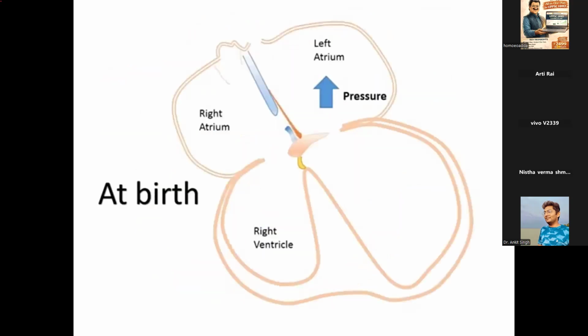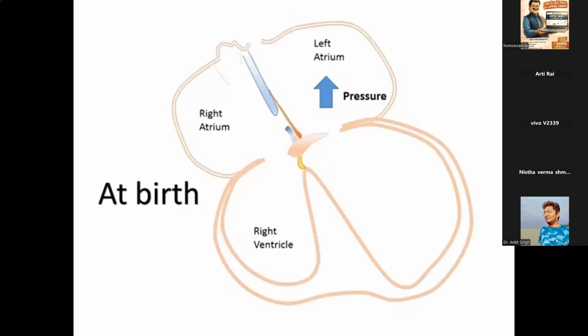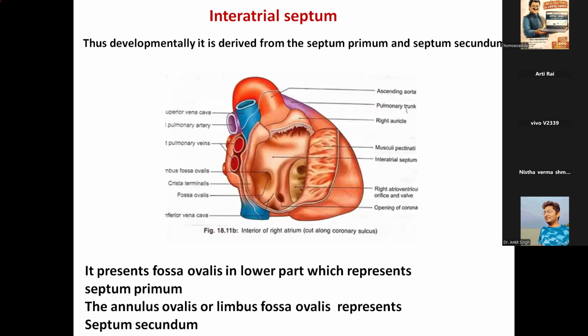So at birth, as you know, the pressure of the blood in the right atrium is high. There are chances that if the foramen ovale is not completely closed, blood may escape from the left atrium to the right atrium. Right? So that is regarding the septum primum, septum secundum, and ostium primum and ostium secundum.